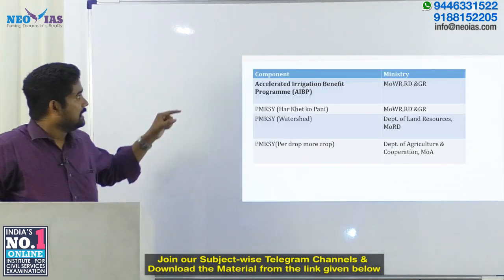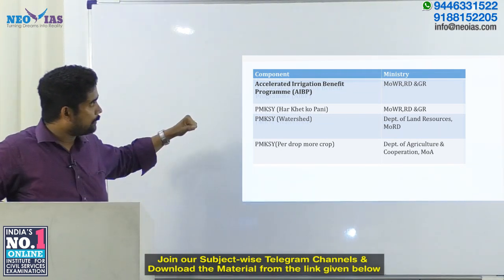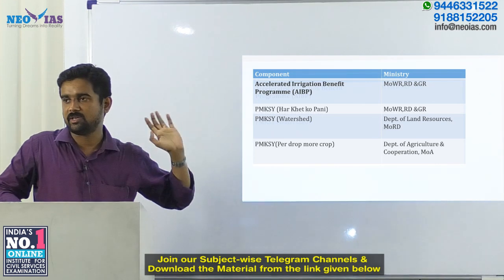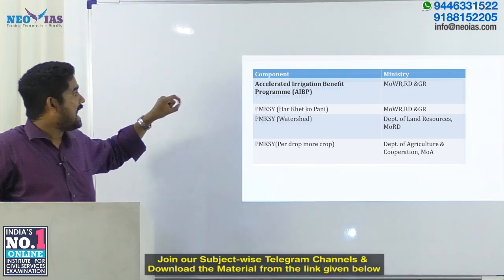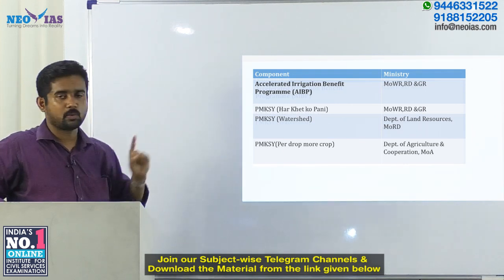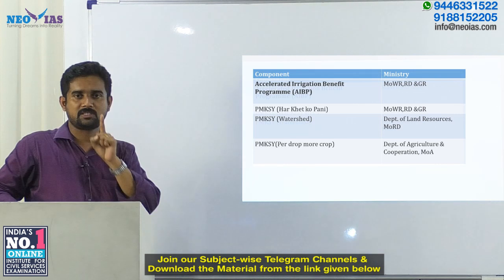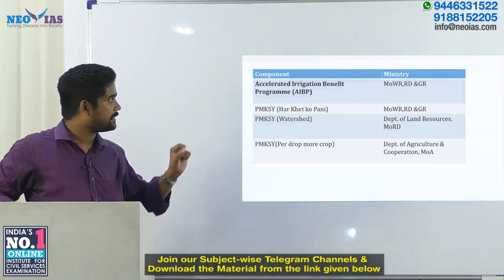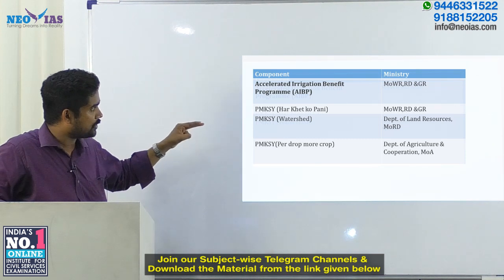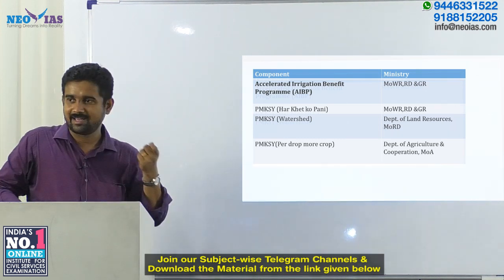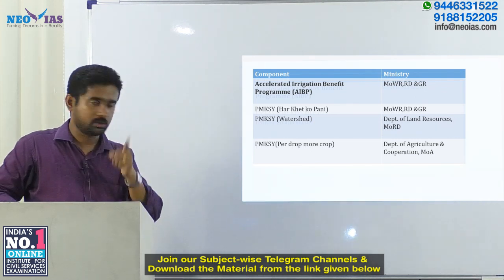Then it has basically four components, and these components are being implemented by the respective ministries, as you can see in the slide. Accelerated Irrigation Benefit Program is the first component, implemented by the Ministry of Water Resources. Second is Pradhan Mantri Krishi Sinchayee Yojana, Har Khet Ko Pani, which is again taken care of by the Ministry of Water Resources.